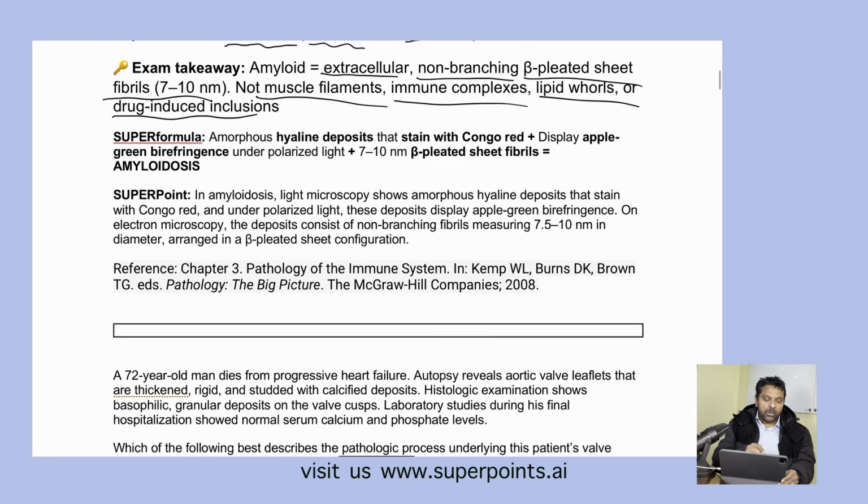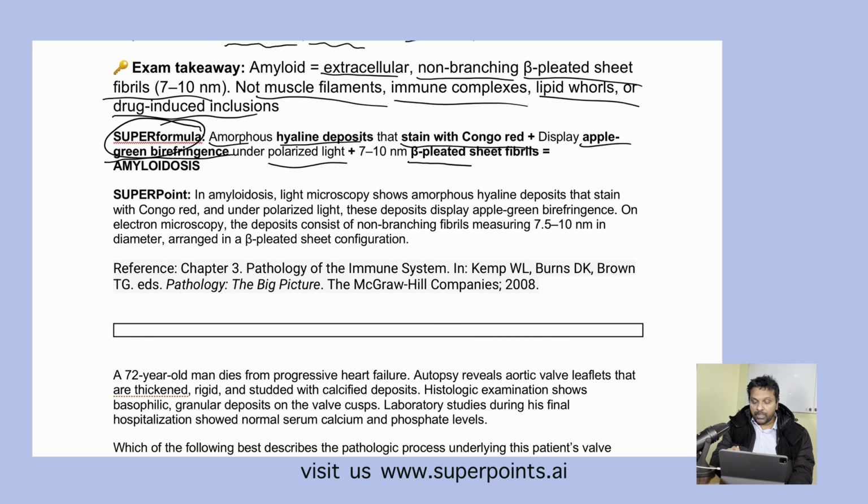All right. What about the super formula? Super formula is you see a few keywords, and you arrive at the answer in a few seconds. So here the keywords are amorphous hyaline deposits, stain with Congo red, display apple green birefringence under polarized light, 7 to 10 nanometer beta pleated sheet fibrils.